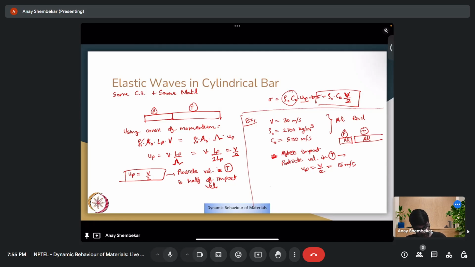Another thing is the stress generated would be 2.7 times 10 cube into 5.1 times 10 cube into 15, which is around, this is a pretty large value, which is around 206 megapascal. Okay, a new theoretical numerical example, not exact.